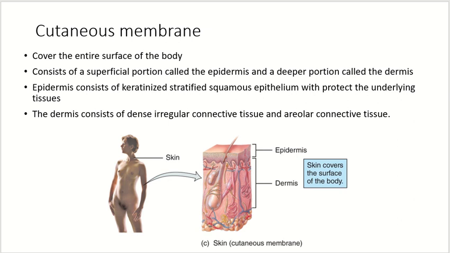The epidermis consists of keratinized stratified squamous epithelium, and this protects an underlying layer of tissue. The dermis is then made up of dense irregular connective tissue as well as some areolar connective tissue. And like I said, we'll have an entire lecture covering this next time, so we're not going to get too in-depth just now. But it's good to know.